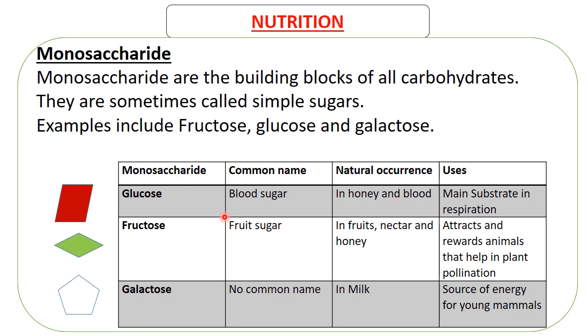Then the second type of monosaccharide is fructose. Fructose is mainly found in fruits, and its common name is fruit sugar. So when you eat an apple, that sugar is fructose. Next time you eat a fruit, just know that you're eating fructose. Its natural occurrences are mainly in fruits, like I've mentioned. It is also found in nectar and honey.